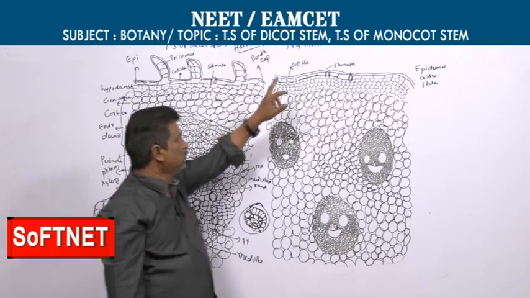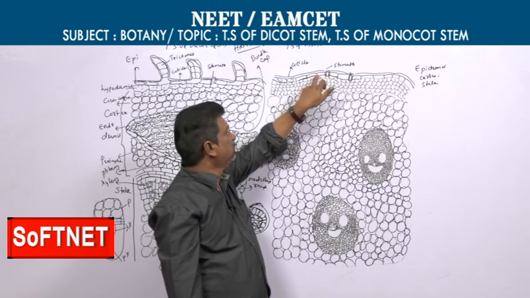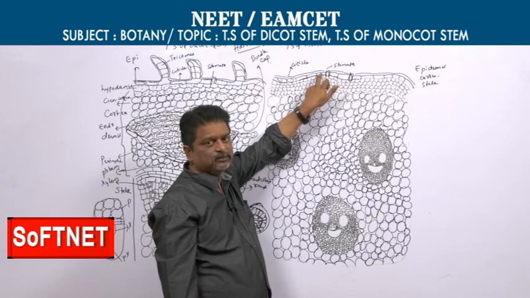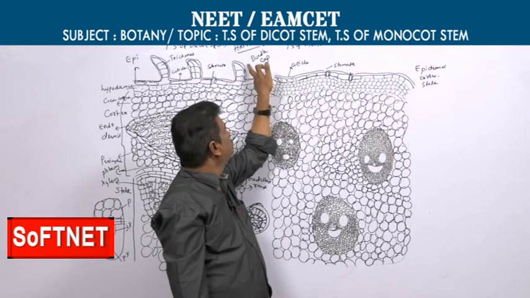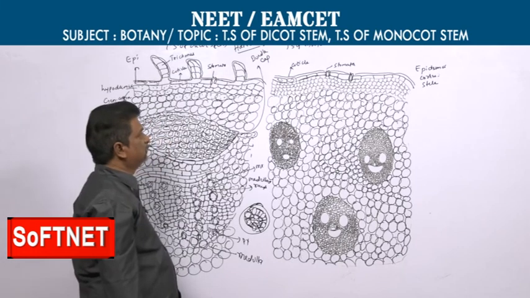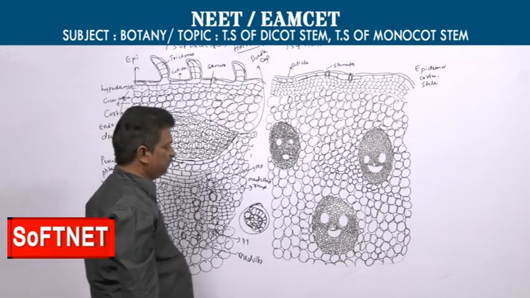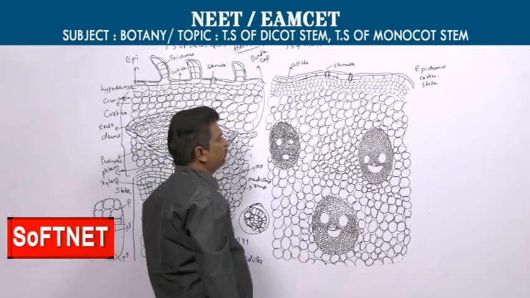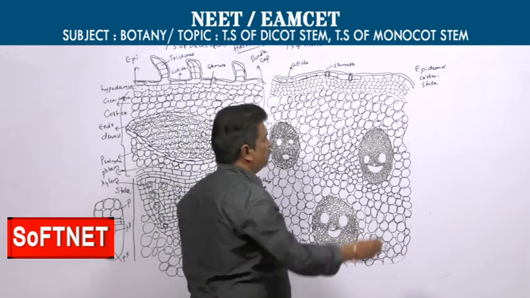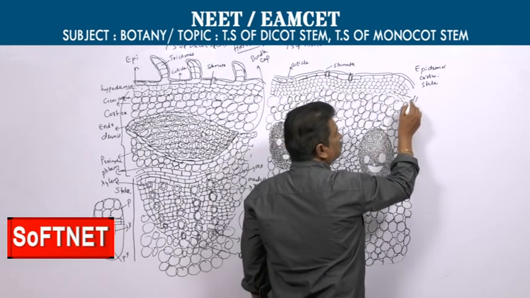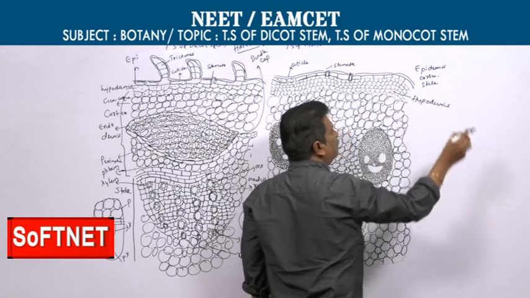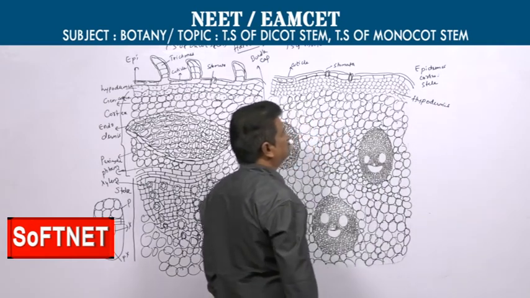Then in monocot stem, the epidermis is without trichomes. So, trichomes are absent. Only in dicot stem are the trichomes present. That is the first difference. The next one, cortex. In monocot stem, cortex is highly reduced. This cortex is represented by only hypodermis.